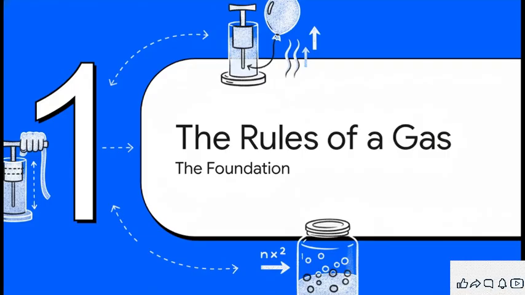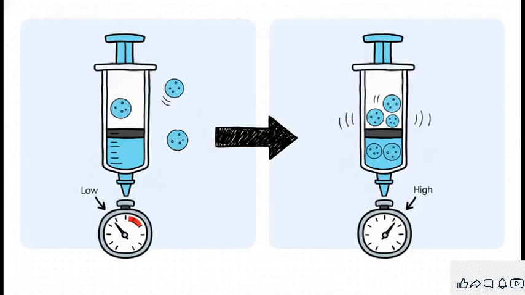Okay, so before we can wield our awesome multi-tool, we've got to understand the individual pieces it's made from. There are three basic rules that form the foundation, and each one describes a super simple relationship between two properties of a gas. First up, we've got Boyle's law. This one's all about pressure and volume. And honestly, it's pretty intuitive.